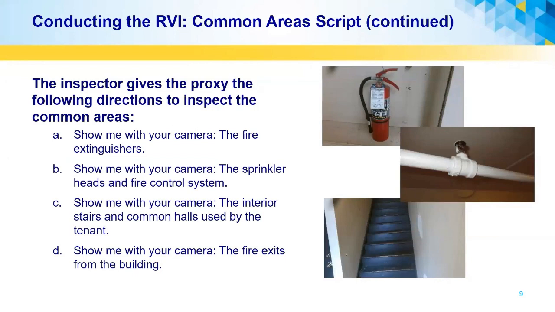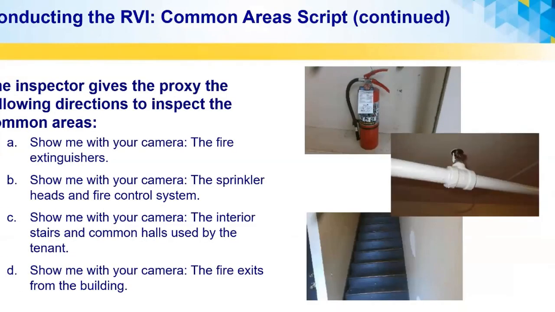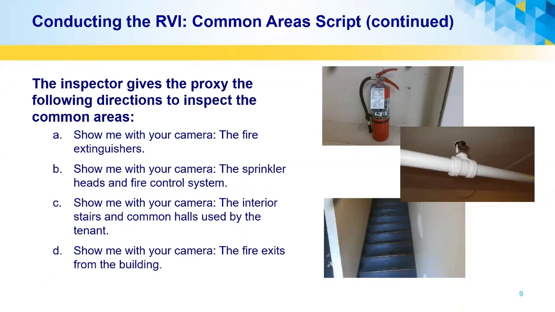All right, the inspector then instructs the proxy on these directions for the common area, and that would be show me with your camera the fire extinguisher. Now what we're looking for there is that you want to show the inspector the gauge, and if the yellow needle's not in the green zone on the fire extinguisher, if it's overcharged or undercharged, or if there's no inspection tag, that would be written up as a deficiency.